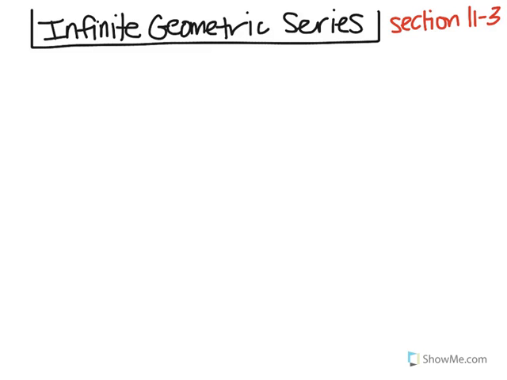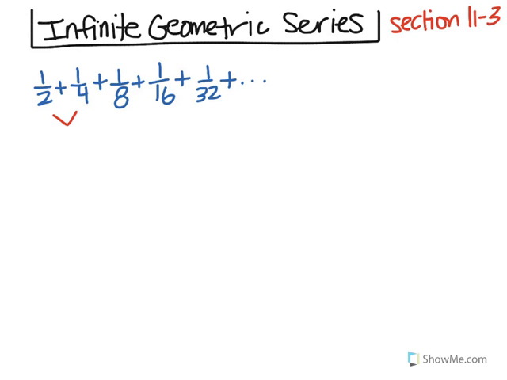So in section 11-3, we're going to be talking about infinite geometric series, and we're going to start off with this sum. And what you'll notice is it's geometric because I'm multiplying by 1/2 to get from one term to the next. So I keep multiplying by 1/2 to get to the next term, and so on. The other thing that makes this infinite is the dot dot dot. I'm not going to add like 10 terms or 12 terms. I'm going to add an infinite amount of terms. And I want to see what the sum is approaching.